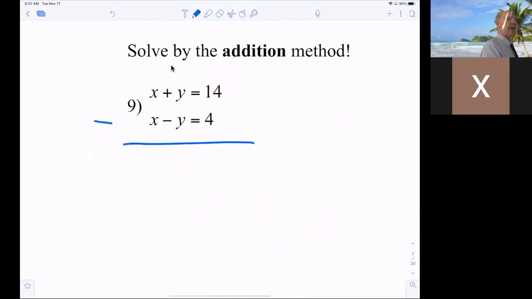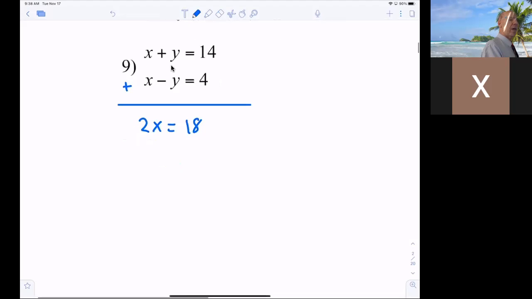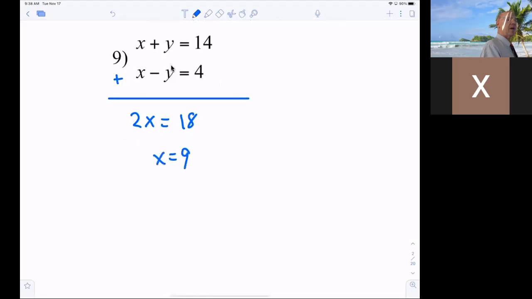Because all you have to do is add them. The reason why I know I can add them is because what happens to y and negative y? They cancel out. So come on, 2x equals what? 18. So x equals 9.